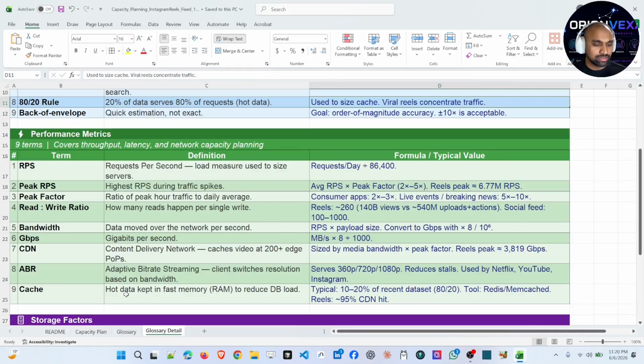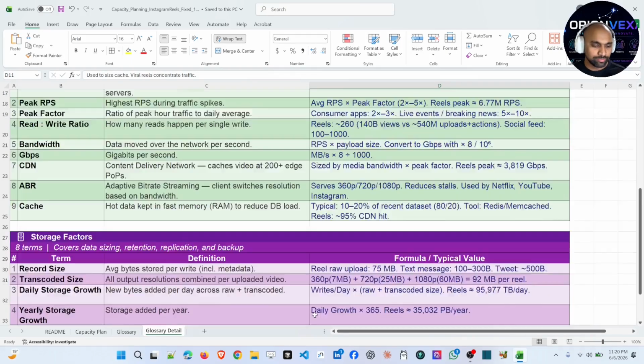Next, come to the cache layer. That is hot data kept in the fast memory to reduce the DB overhead. Typically, 10 to 20% of the recent data will be saved in the cache layer.